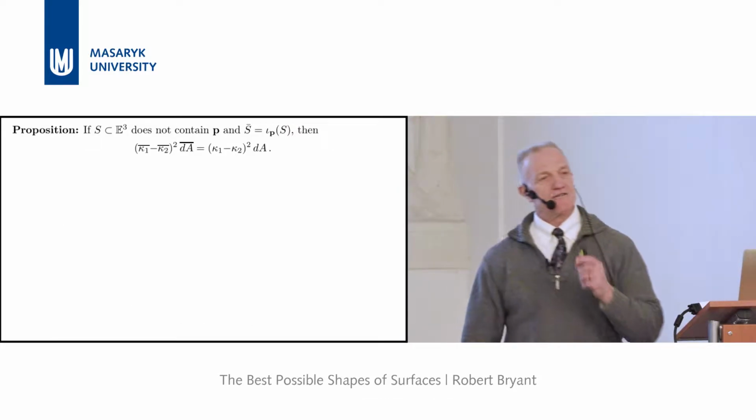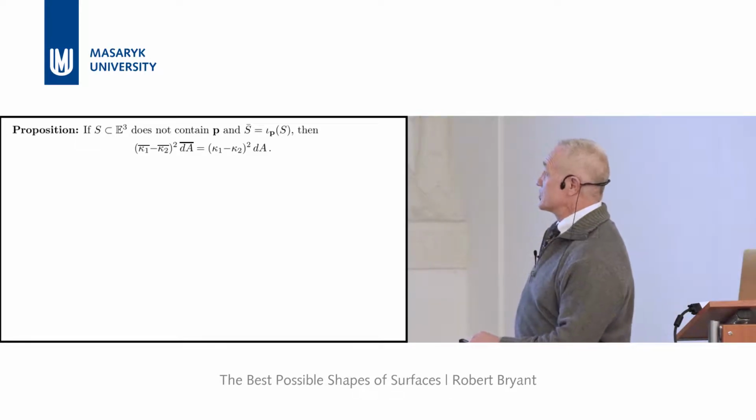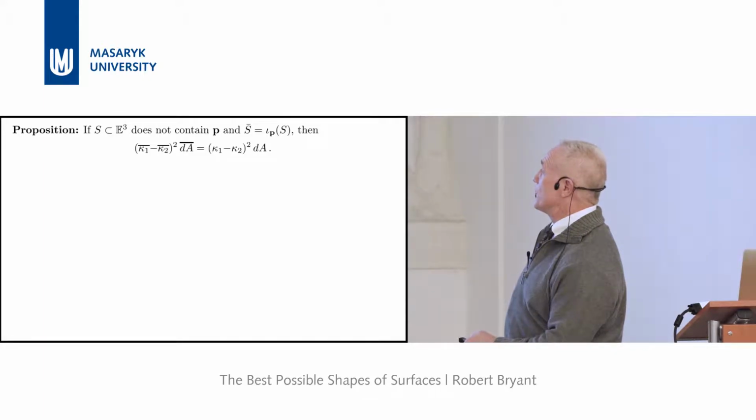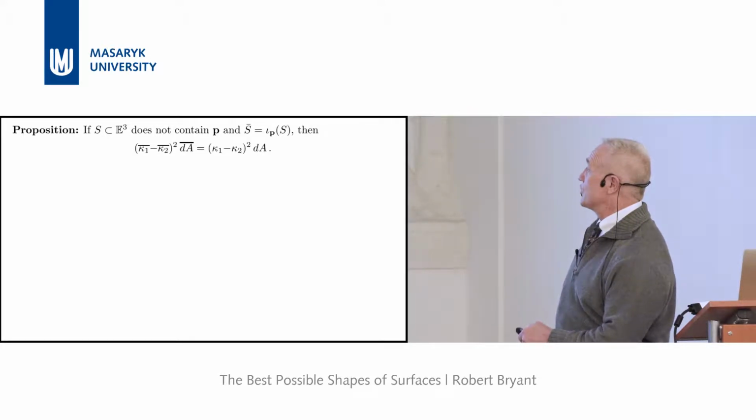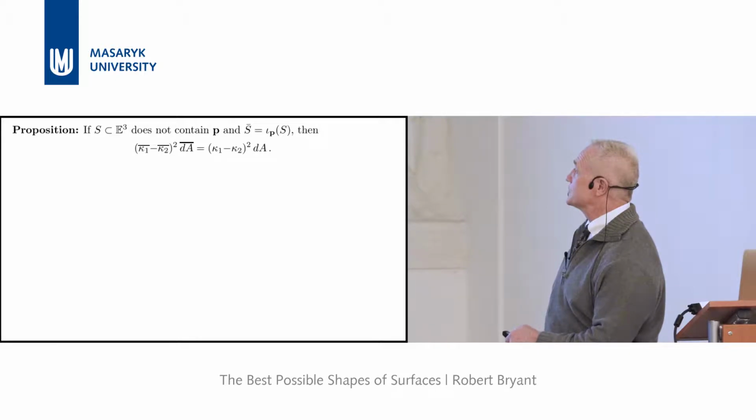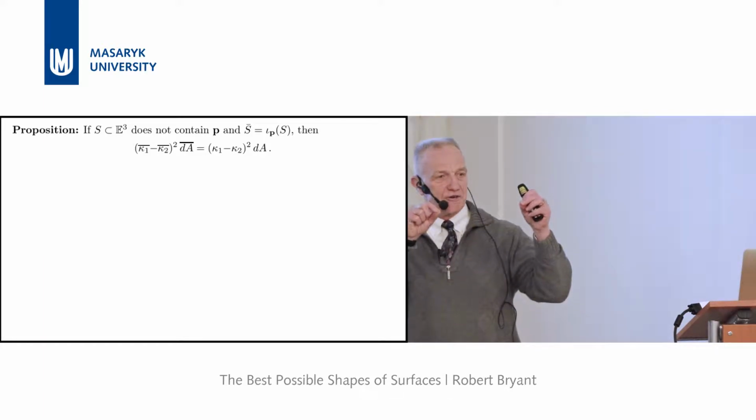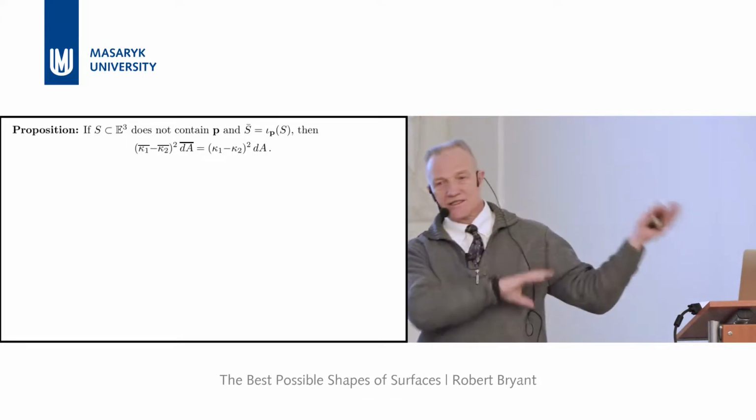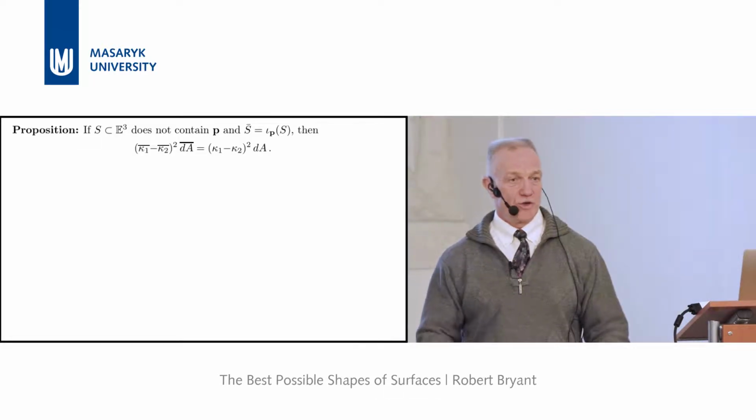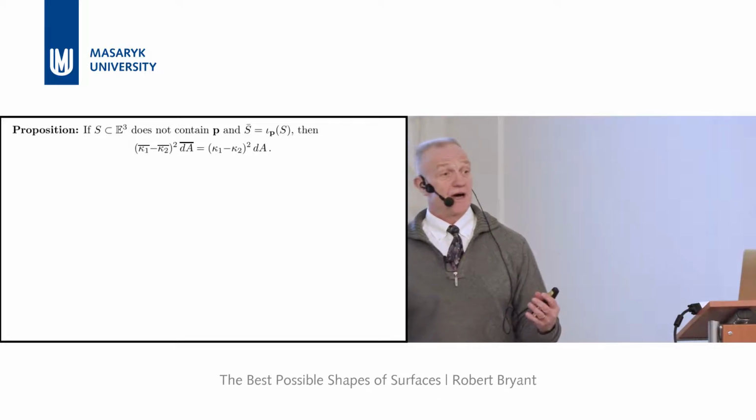Now, why am I bringing that up? It's because of the following kind of amazing fact: if you take a surface in 3-space that doesn't contain a particular point, and then you invert in a sphere around that point and get a new surface, then it turns out that this quantity doesn't change. That is, the square of the difference of the principal curvatures times the measure of area stays the same when you do inversion. And therefore, the integral is not affected by inversion.